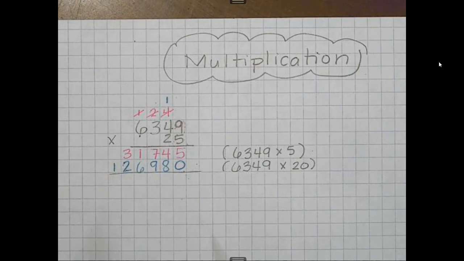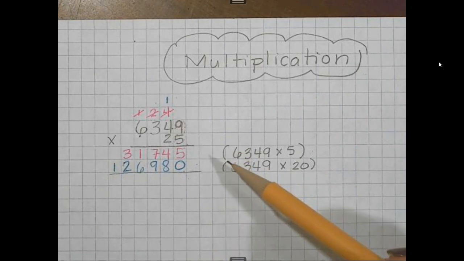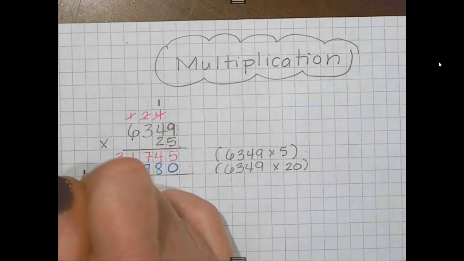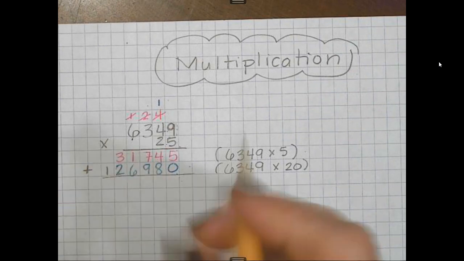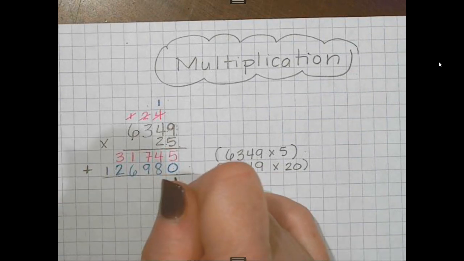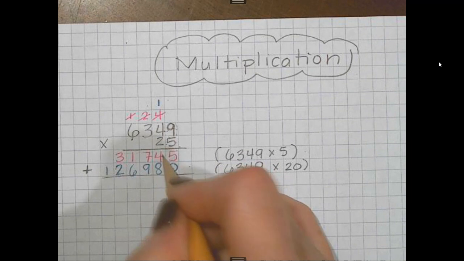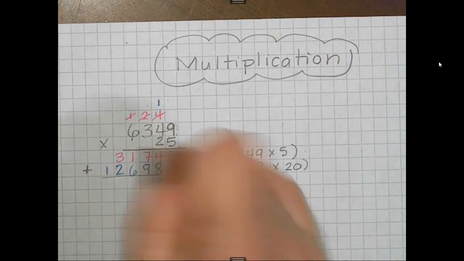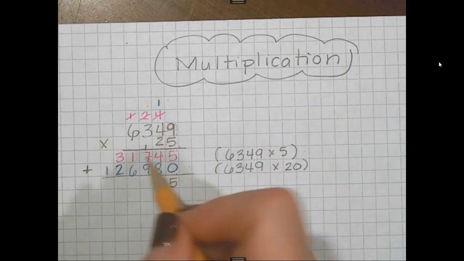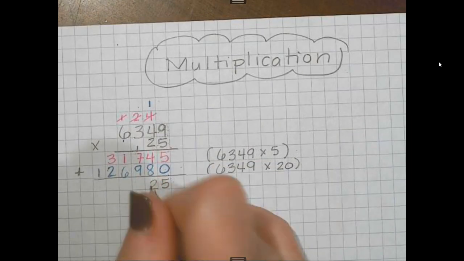Now, since they're partial products, we need to add them together to get our full product, which is the answer. So 5 plus 0 is 5. 4 plus 8 is 12. Okay. 7 plus 1 plus 9, that would be 17.